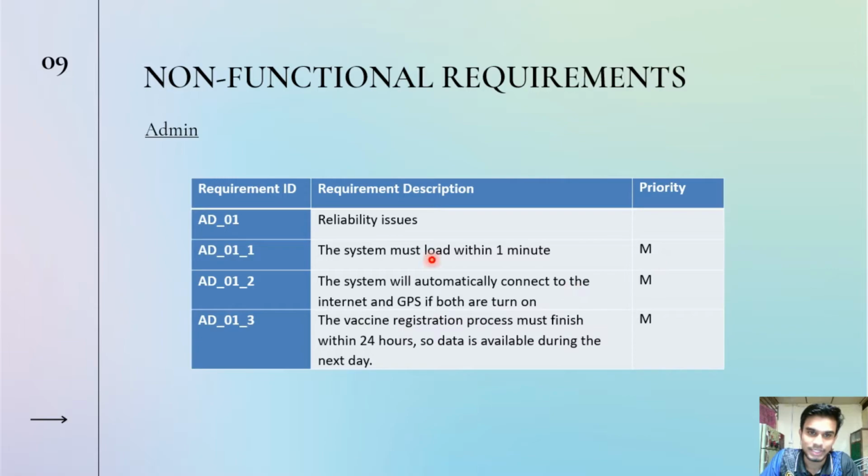It's mandatory. The vaccine registration process must finish within 24 hours, so data is available during the next day. So it's mandatory. In this non-functional requirement, we can see that the system must have a faster submitting time so that the user can see their data on the next day.